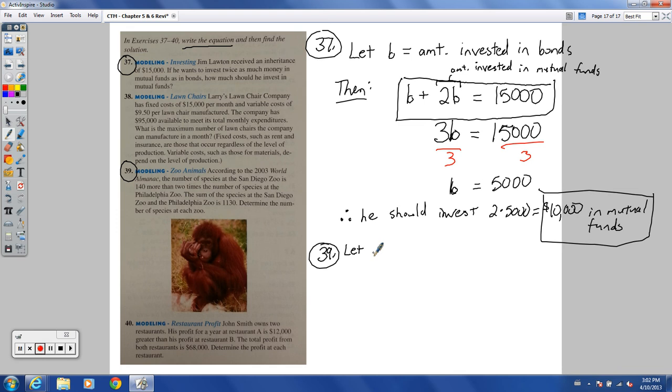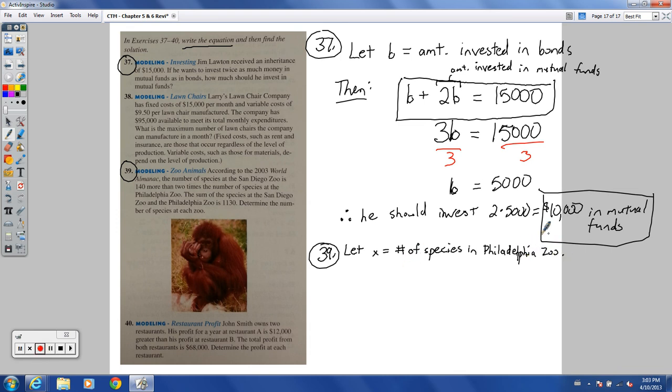We'll go with X. We'll be boring in this one. Let's say X is the number of species. Now, what would make more sense to say: that the number of species in the Philadelphia Zoo or the San Diego Zoo? Well, since the San Diego Zoo has 140 more than 2 times the number in the Philadelphia Zoo, I think it would make a lot more sense to say that X is the number of species in the Philadelphia Zoo.